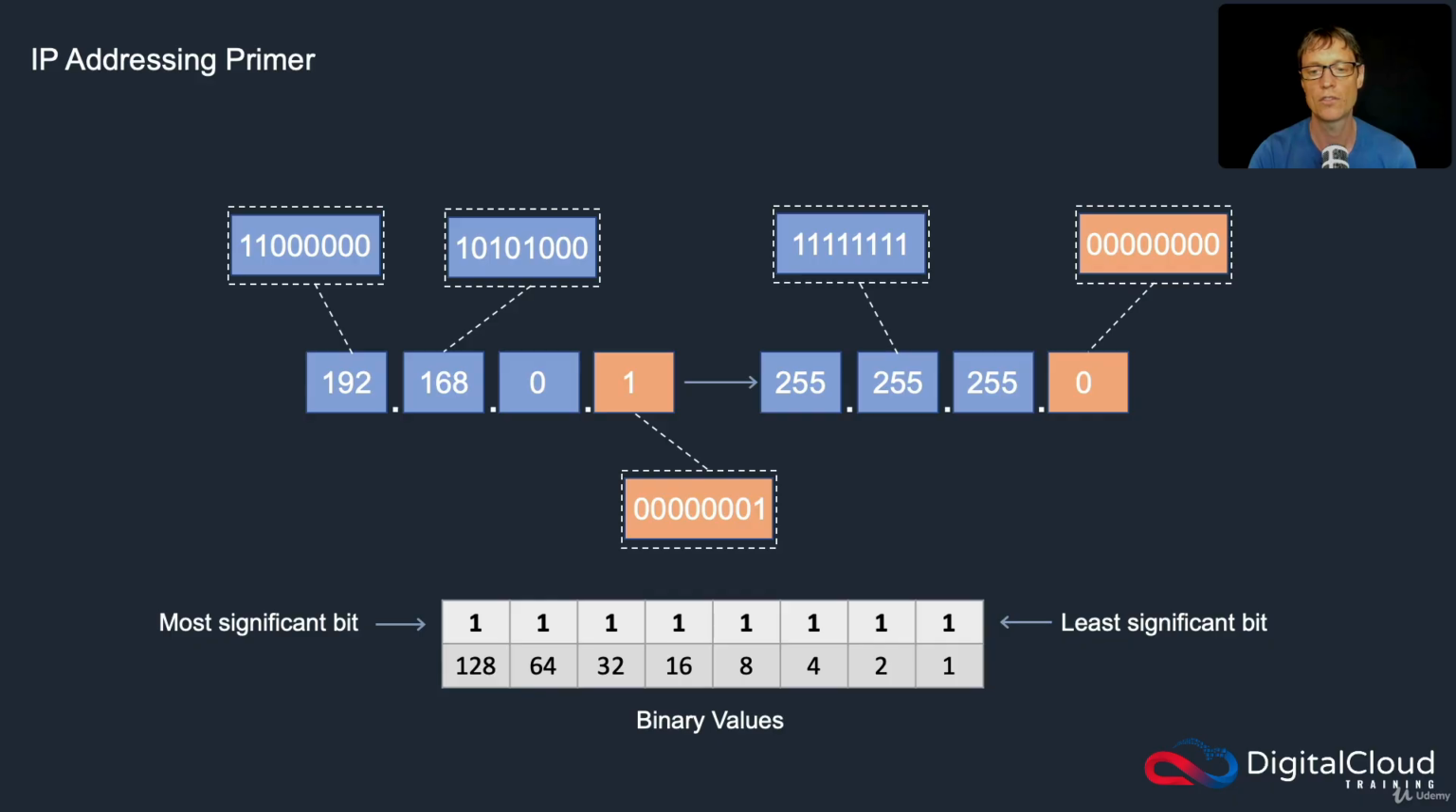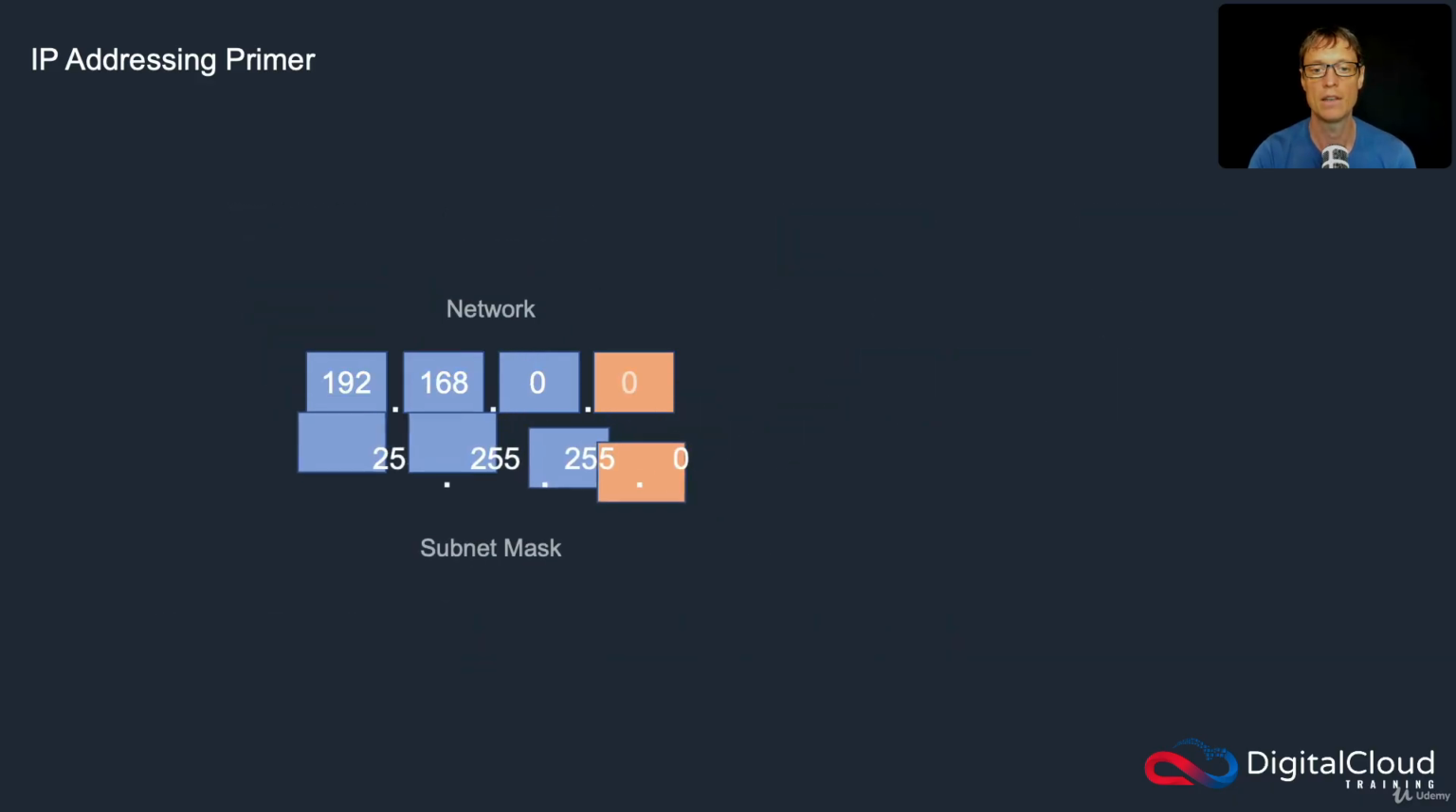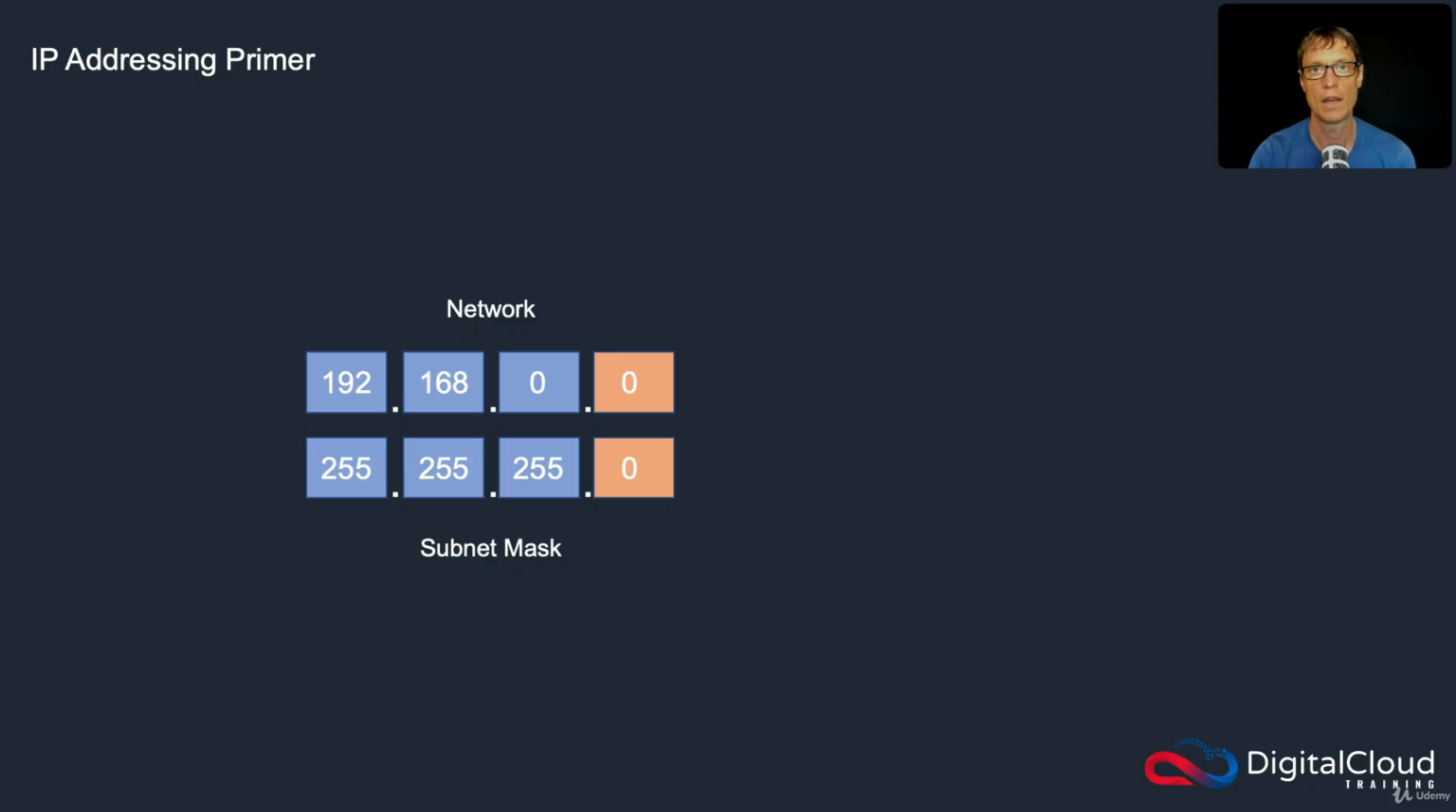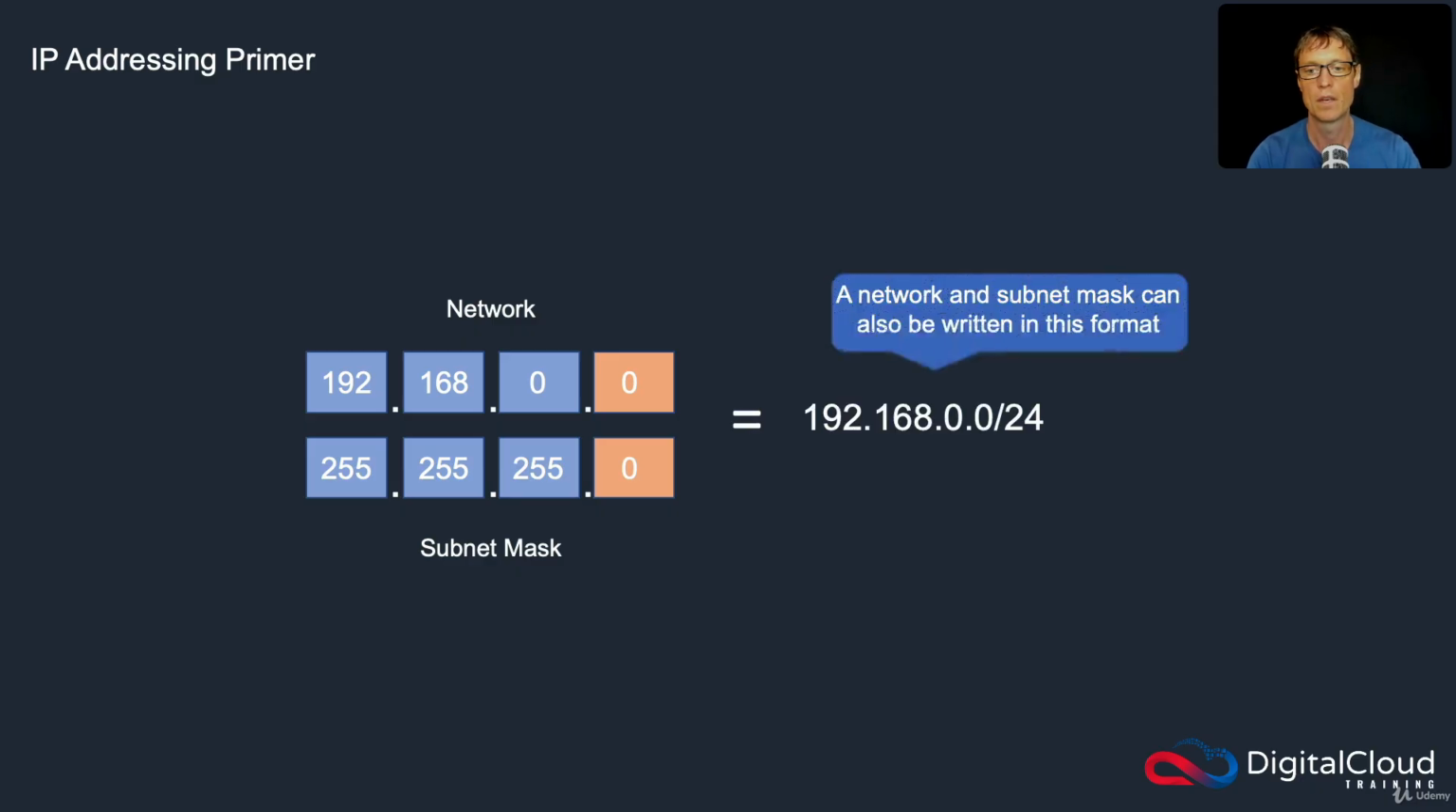And it is important to understand the binary values for one particular reason, and that is that a network and subnet mask is often represented in this format. So in this format, we say the network address is 192.168.0.0, and we have a /24. Now, why 24? Because remember, this is 8 ones, this is 8 ones, and this is 8 ones. So that's 8, 16, 24.